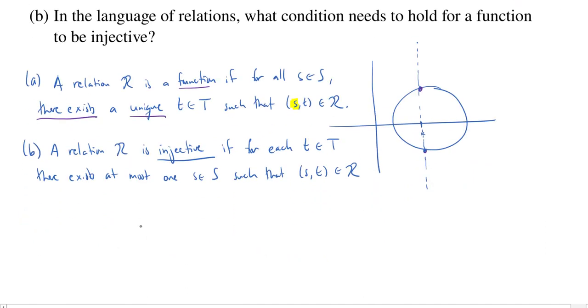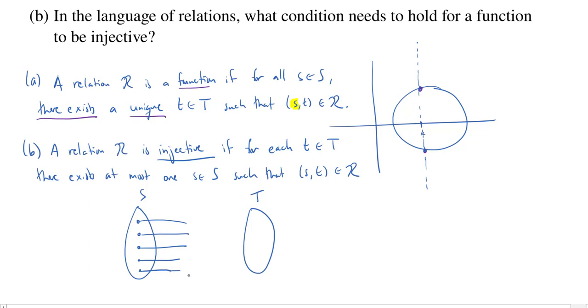From a pictorial point of view, let's look at these two. If you have an S and a T, for part A, what we're saying is that from each dot you need to have exactly one arrow coming out of the dot. For part B, we're saying for each dot in T, there needs to be at most one arrow going into the dot. As you notice here, I don't have any arrows going into these dots. That's totally fine for injectivity. What I'm not allowed to have is a second arrow coming into this dot. That would be no bueno for injectivity.